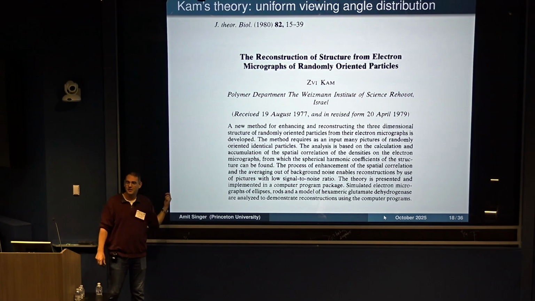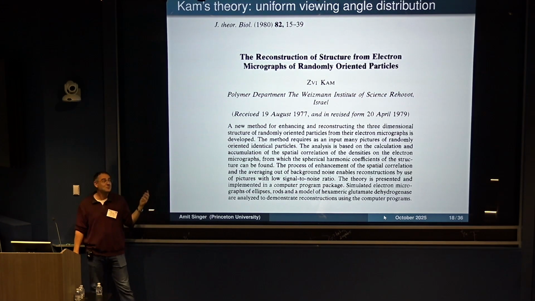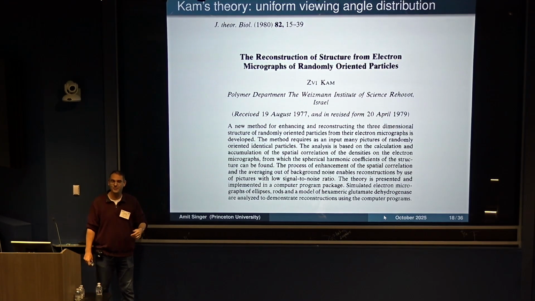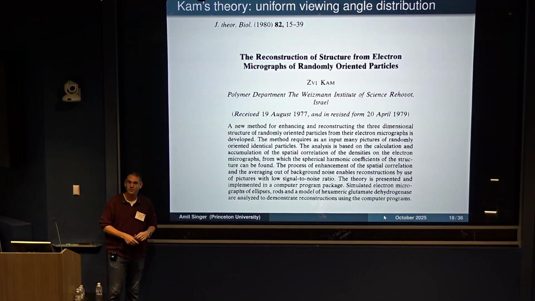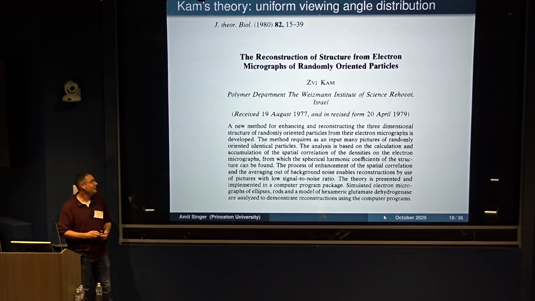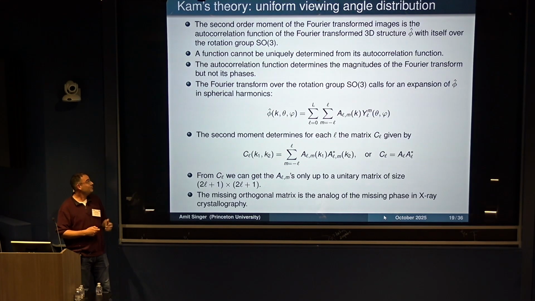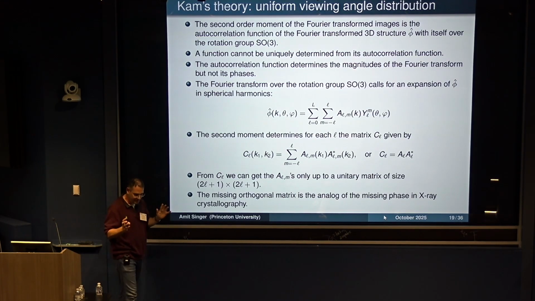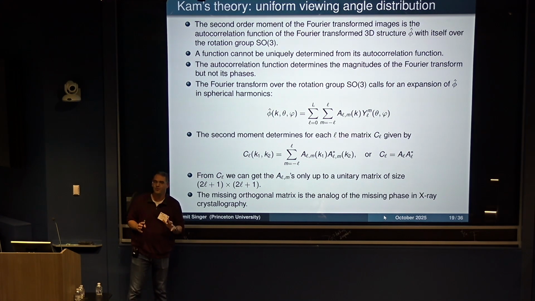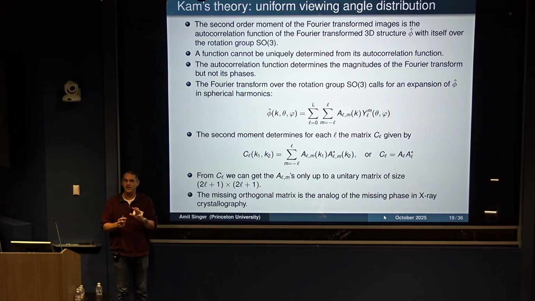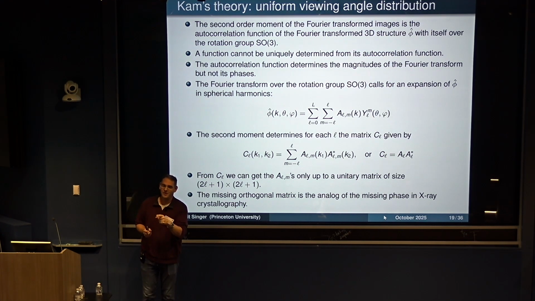So it turns out that this was considered, actually the year I was born, by Zvi Kam from the Weizmann Institute in Israel. Kam's idea was exactly that: to look at the second order moment. But he considered a specific case. You ask the question, what do I assume about the distribution of rotations? Is it uniform? Is it not uniform? So Kam assumed uniform distribution of rotations.